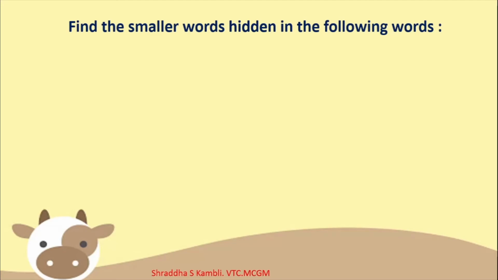So there is this exercise, exercise 3 from your textbook on page number 5, which says, find the smaller words hidden in the following words. So let us take a few of them as an example. Then I will ask you to do the others yourself. So let's take the first word here. The word is reflection. R-E-F-L-E-C-T-I-O-N. So you have to find out some words which are hidden in this word reflection. Smaller words. So come on, let's see.